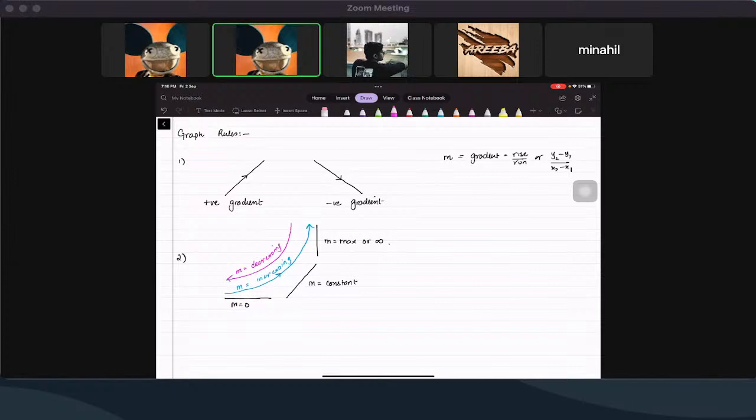Now I want you guys to write these down, and while I'm solving and showing you the graphs, you should always have these rules right next to you. Maybe write it on a page, tear it off, keep it next to you, or just keep it open while you're interpreting the graphs that we're going to do today.